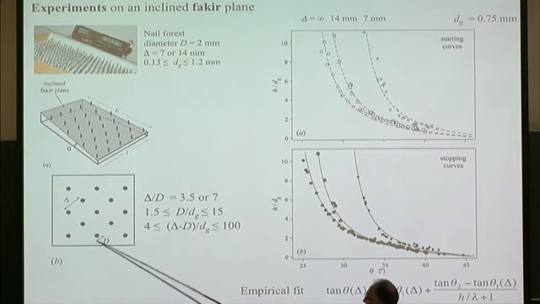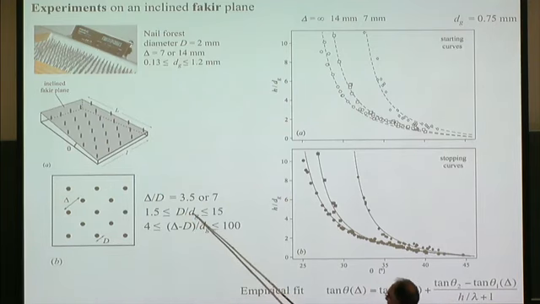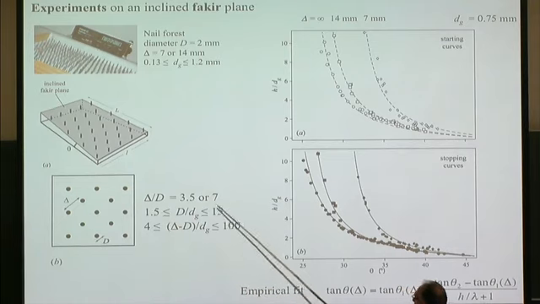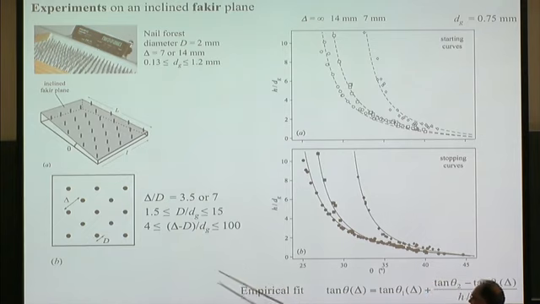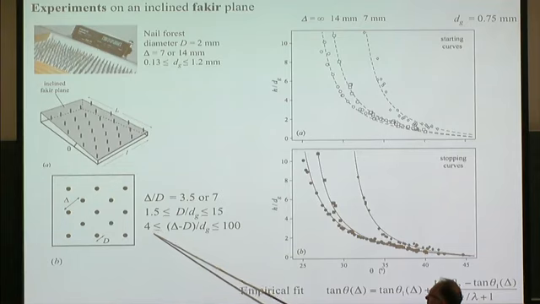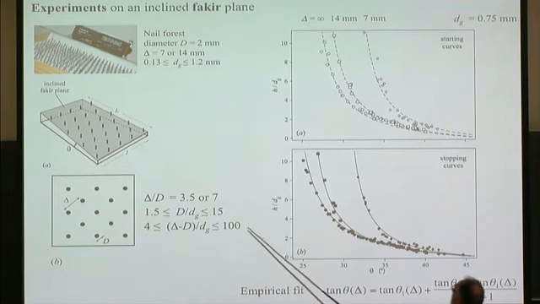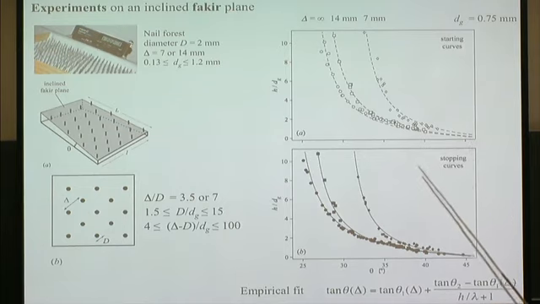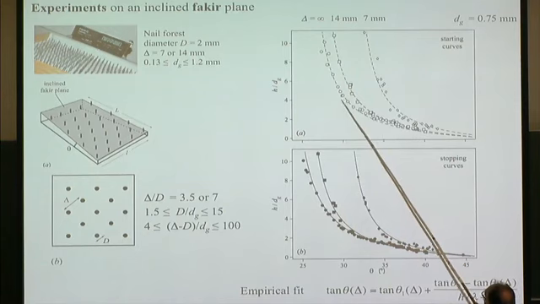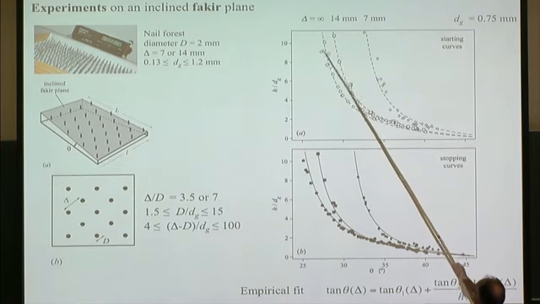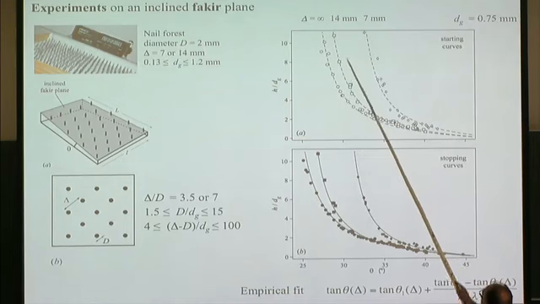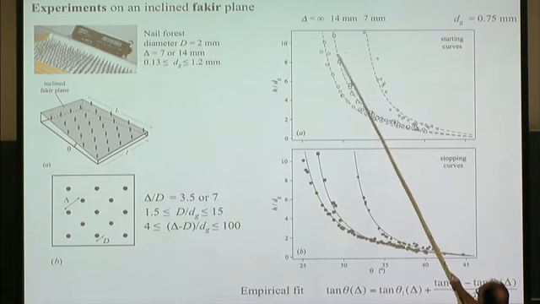The ratio between the nail diameter and the grain diameter is between about 1 and 15, and the number of grains between two neighboring nails ranges from 4 to about 100. So the results are here. This is the curve for the starting curve and stopping curves. This is the curve without nails, without any forest. And these are the two spacings that have been used.